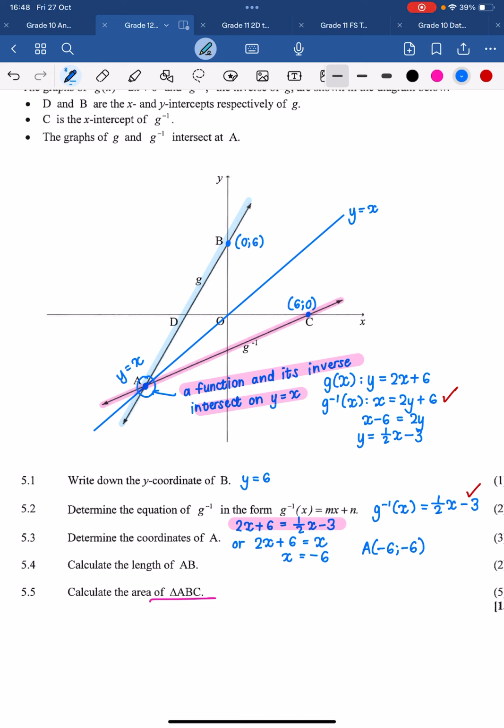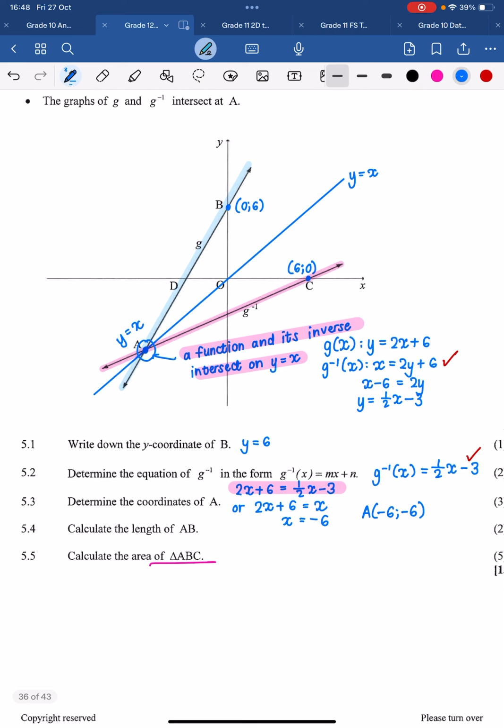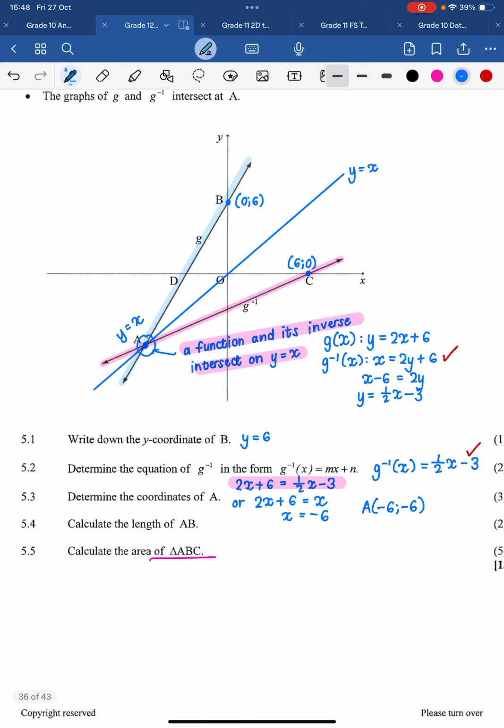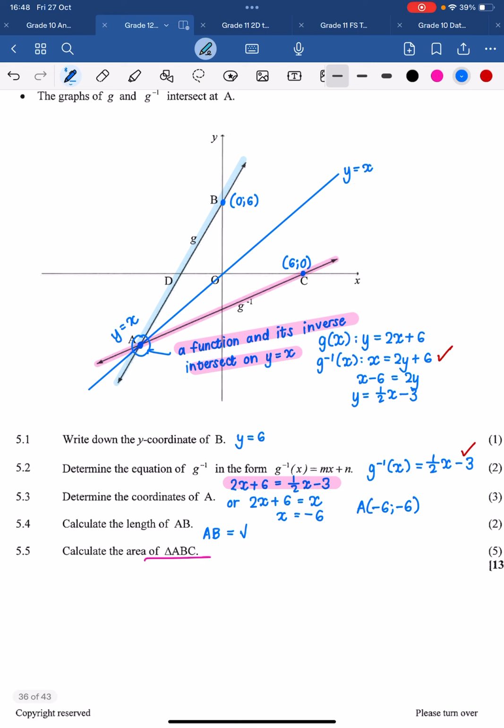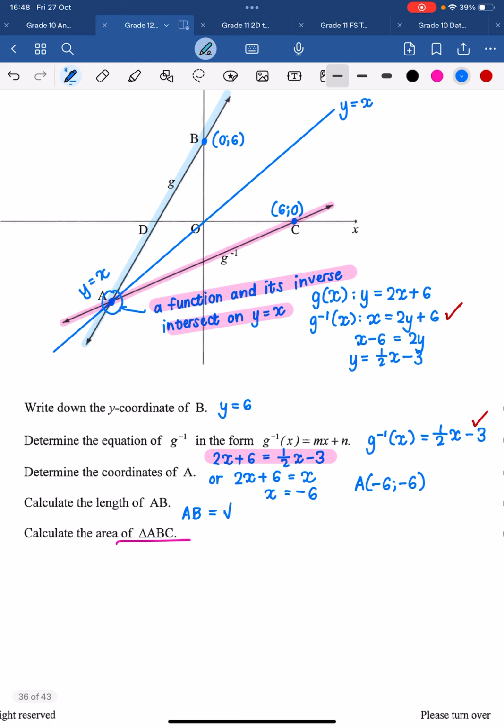Okay, next question. Calculate the length of AB. Guys, we know how to do that, right? The length of AB, distance formula. This is a paper 2 question, but it's in paper 1. And the problem here is we need to actually use our answer for AB in the next question. So it is very important that you have a basic knowledge of your paper 2 content when you're going into your paper 1.